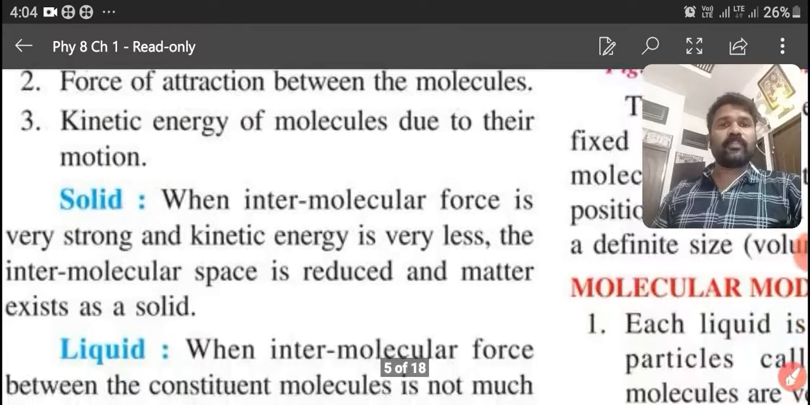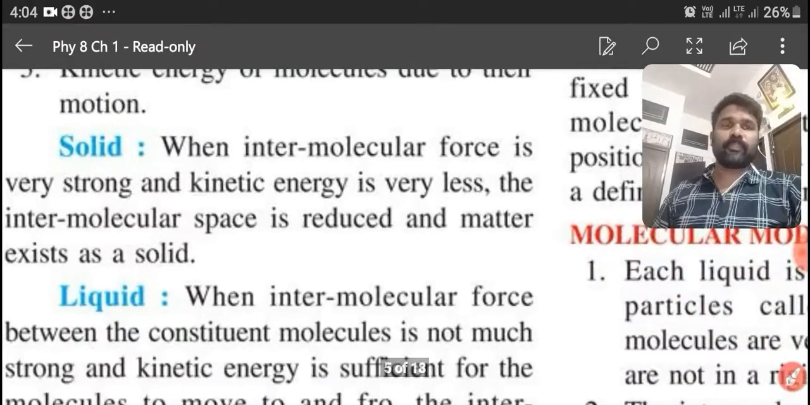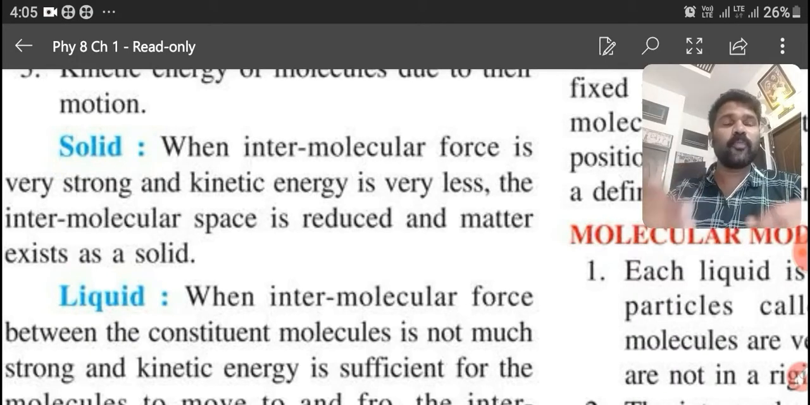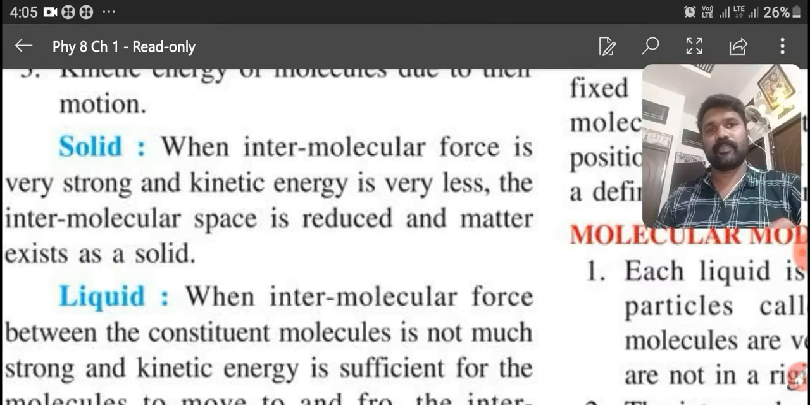First, we are going to discuss the solid. When intermolecular force is very strong, the kinetic energy is very less. The intermolecular space is reduced and matter exists as a solid. In a substance, if the intermolecular force is very strong, then we can say that the substance is in a solid state. In a solid state, the intermolecular space is very small.